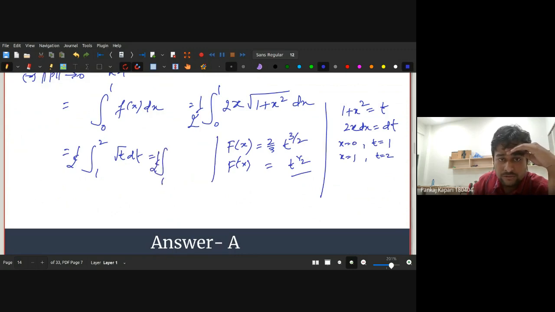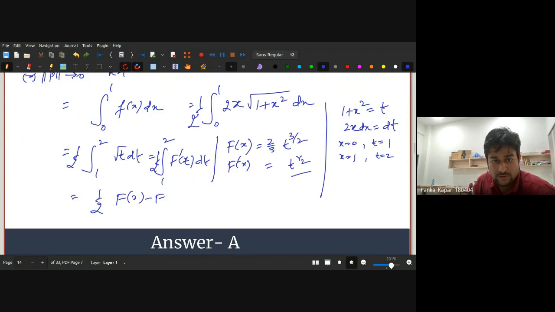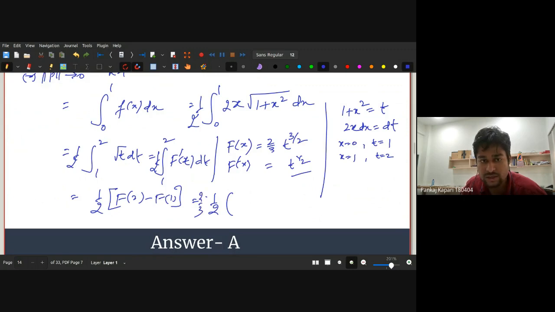That means this is half of the integral from 1 to 2 of F prime t dt. And now again from the fundamental theorem of integral calculus, this is just F of 2 minus F of 1. This is our limit, which is half of, so what is F of 2? You can see that we have 2 by 3 common, so let's write 2 by 3 outside, and then we have the square root of 2 minus 1. So this is 1 by 3 times square root 2 minus 1.